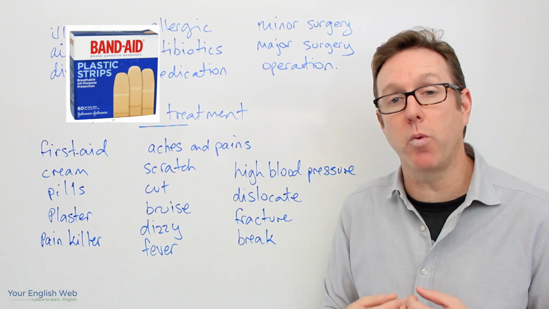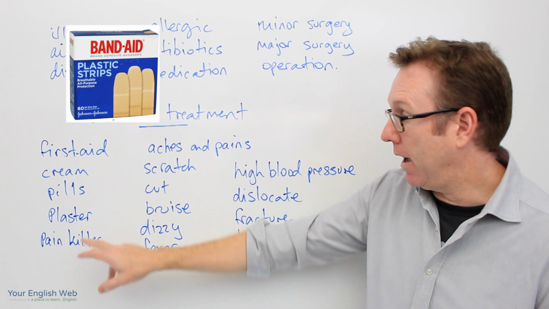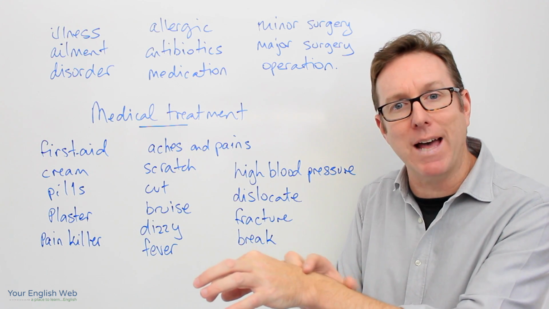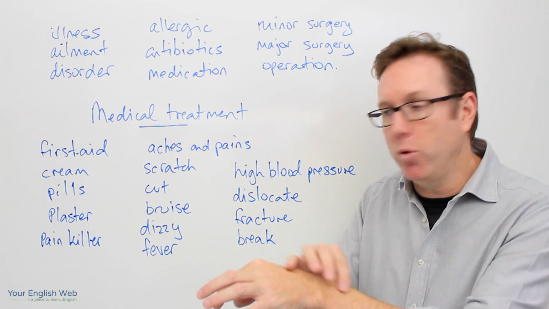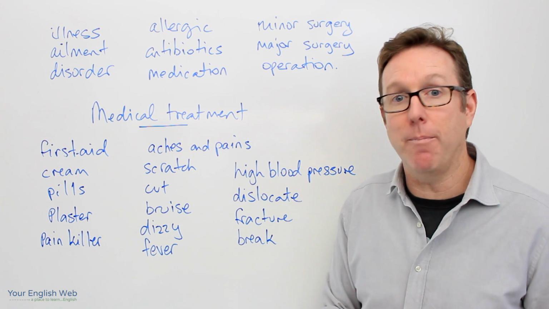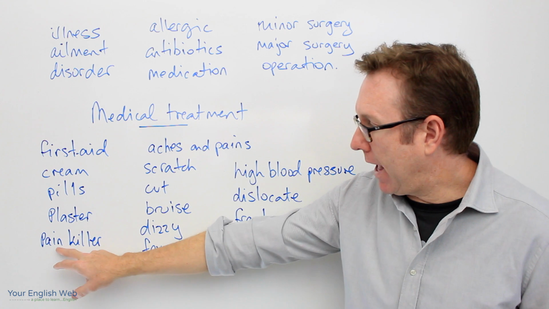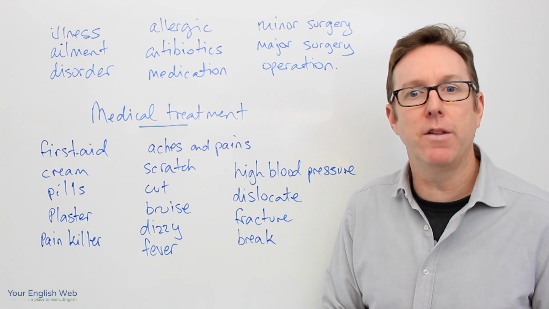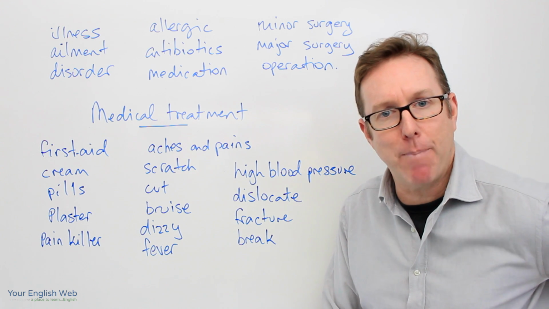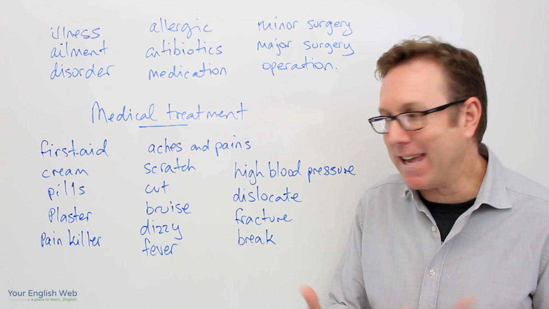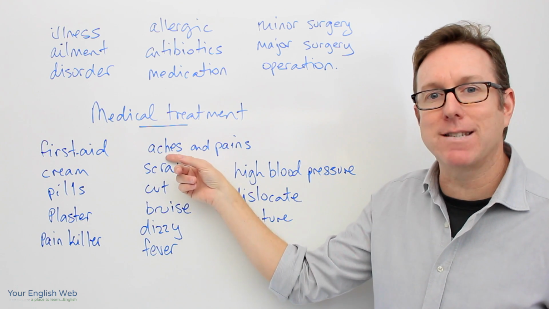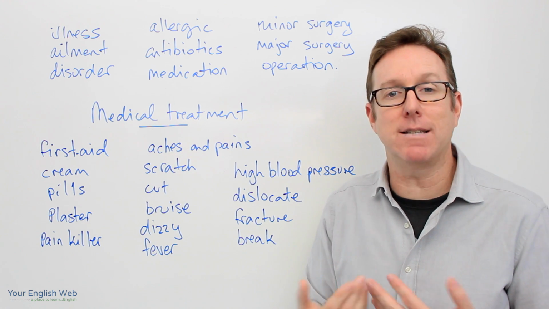We can also use the word band-aid instead of plaster, but what it is, it's a piece of plastic that you use to cover a cut or another type of wound, so plaster or band-aid, and painkiller, the one that I said before. So perhaps you have an acute pain that you want to try to relieve, maybe a backache, some other type of ache, and you need to kill the pain. We can also have aches and pains, general aches and pains.